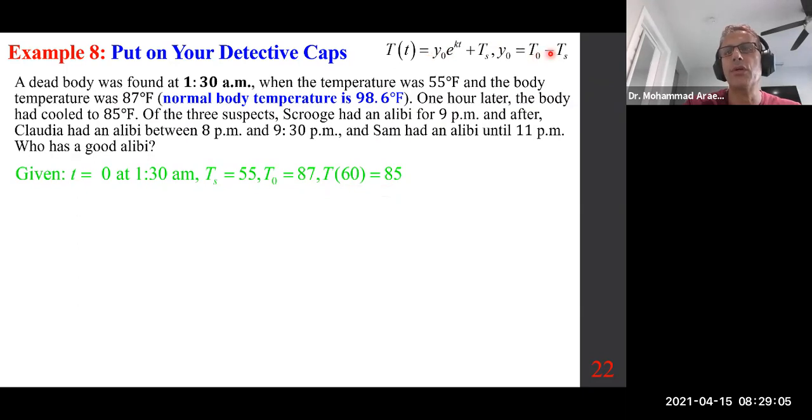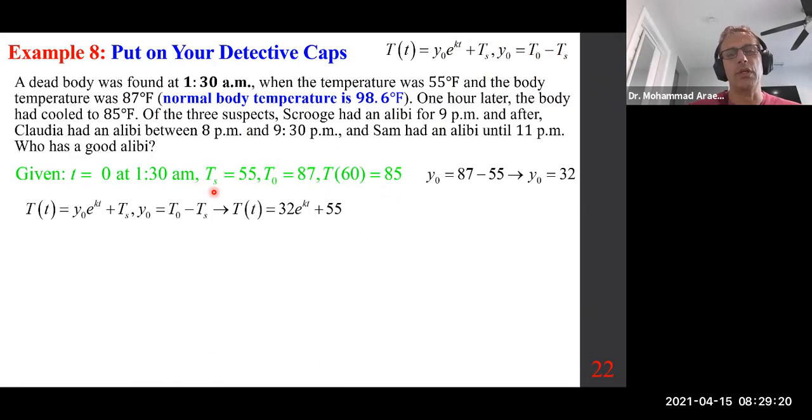Remember, y sub 0 is the difference between the two, T sub 0 and T sub surrounding. Their difference is 32. So we have this formula. This formula, class, T of t is 32 e to the power of kt plus t sub s. So this is the formula.